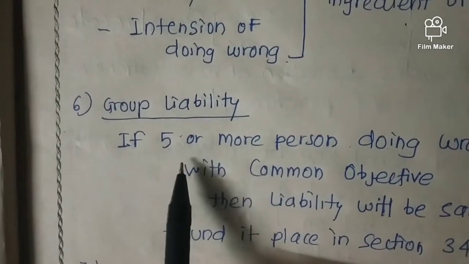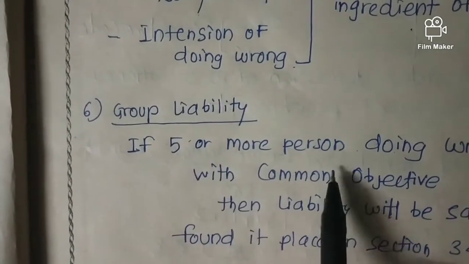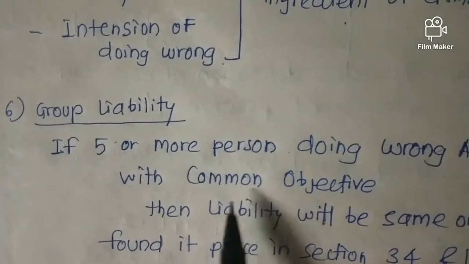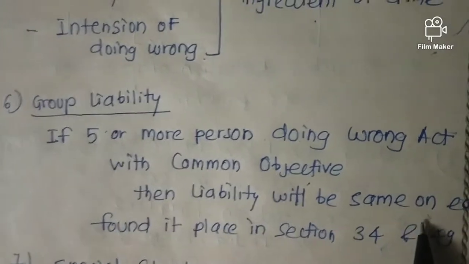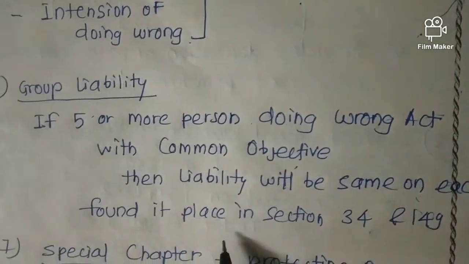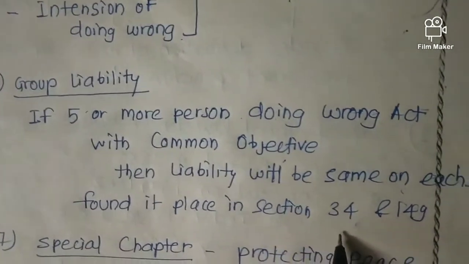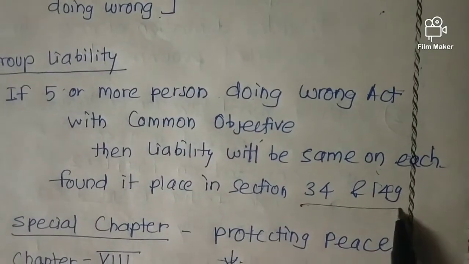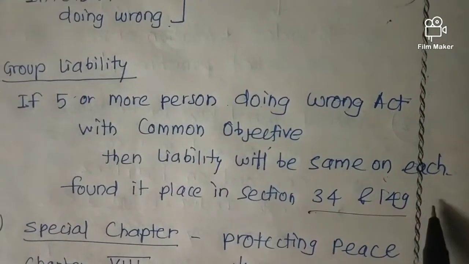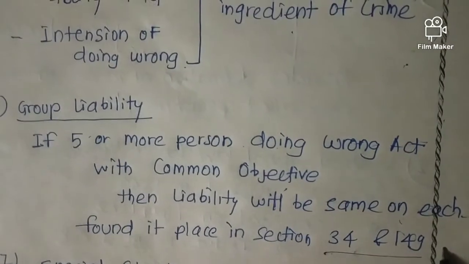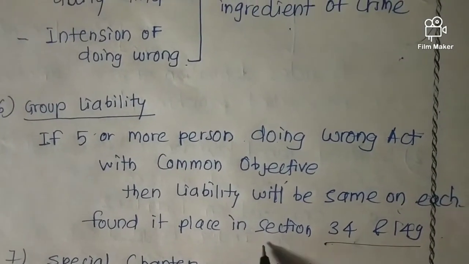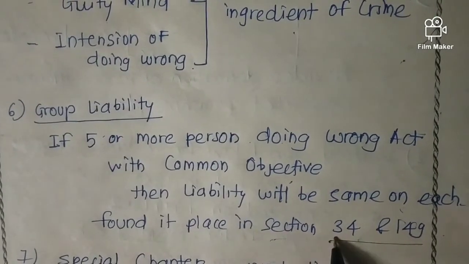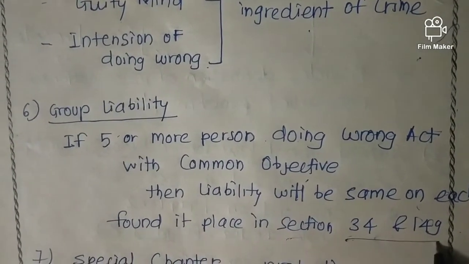As you know, friends, if five or more persons do a wrongful act with a common objective, then the liability will be the same on each one, as found in Section 34 and Section 149 of the Indian Penal Code. So group liability finds its place in Section 34 and Section 149 of IPC.